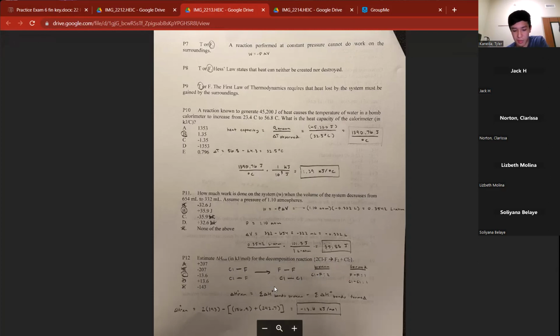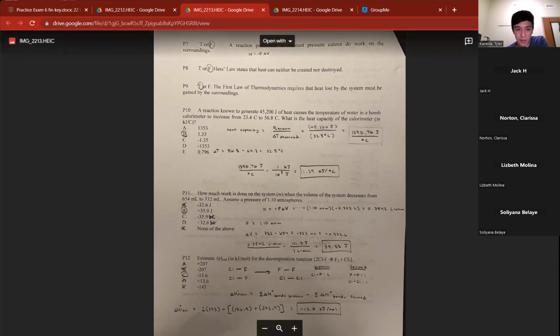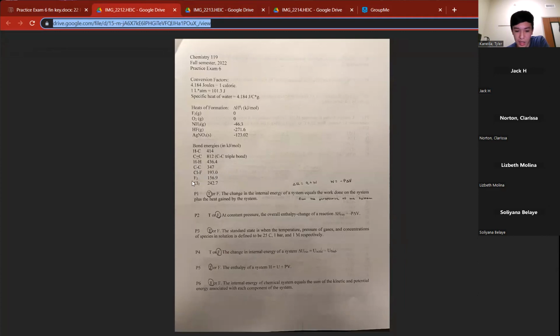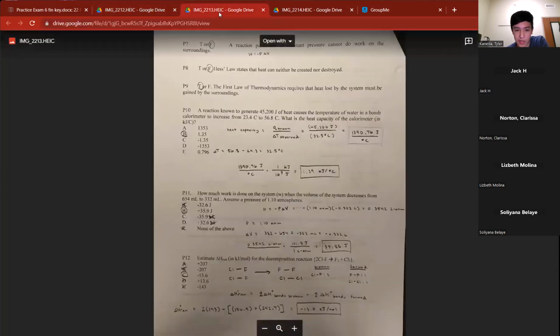This kind of problem deals with the enthalpies of bonds, because if you go back to the front, you can see that it gives you the bond energies of those particular compounds. You see the chlorine and fluorine, and the F2 and then the Cl2. So that's what we use for this part right here.